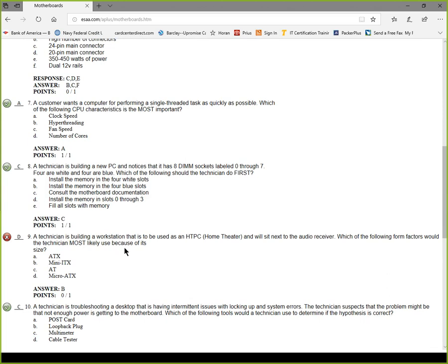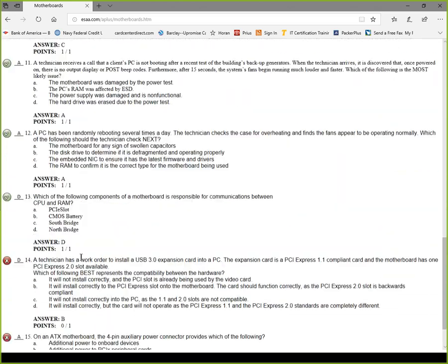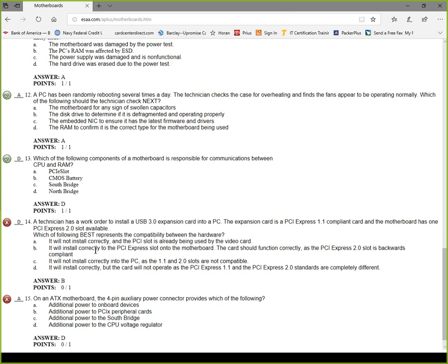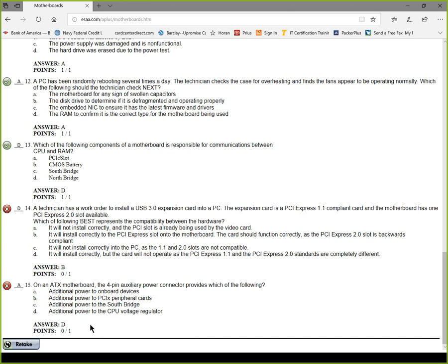A technician, a home theater PC, B, a mini ITX. I think I'll have to go back and check that one. The USB card is going to install correctly and should function because PCI Express 2.0 is backward compatible. And then the 4-pin auxiliary down here.